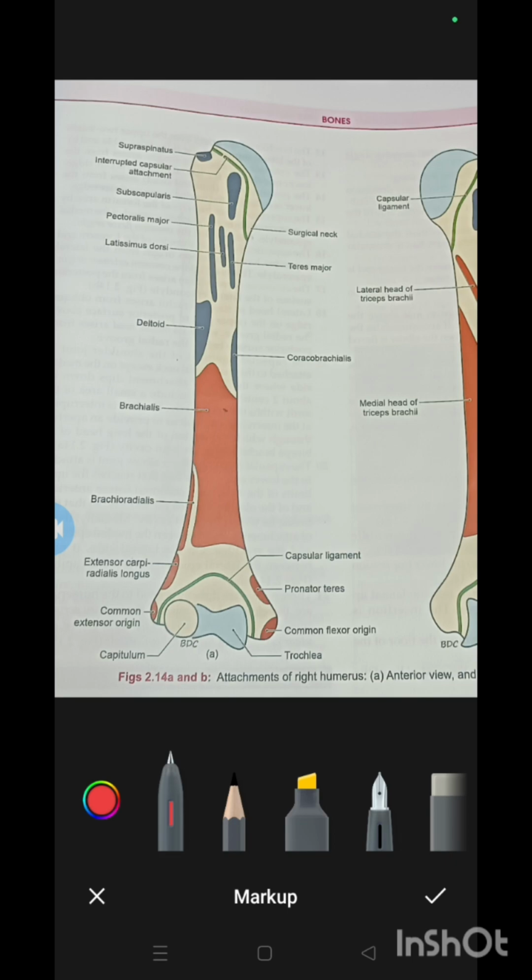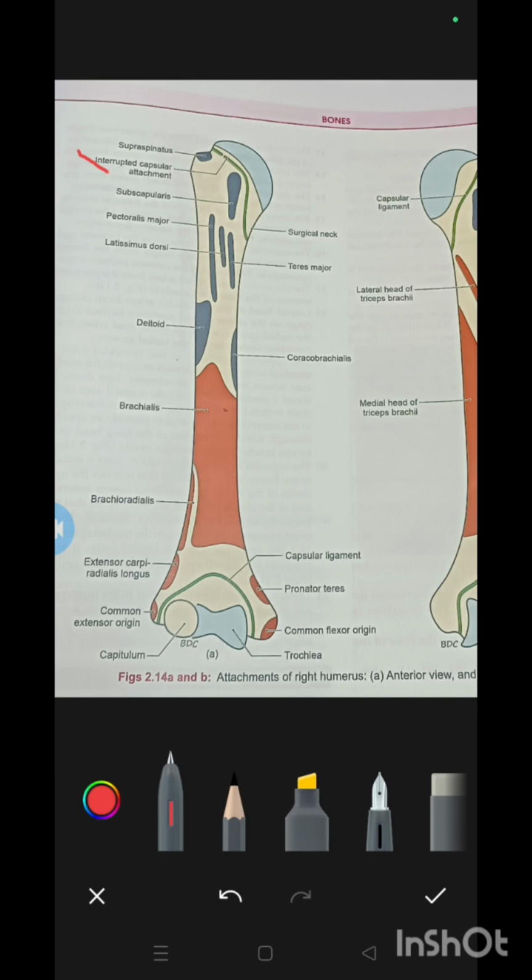Capsular ligament of the shoulder joint is attached to the anatomical neck of the humerus, except on the medial side, where the line of attachment dips down by 2 cm to include a small area of the shaft within the joint cavity. The line is interrupted at the intertubercular sulcus to provide an aperture through which the tendon of the long head of the biceps brachii leaves the joint cavity.